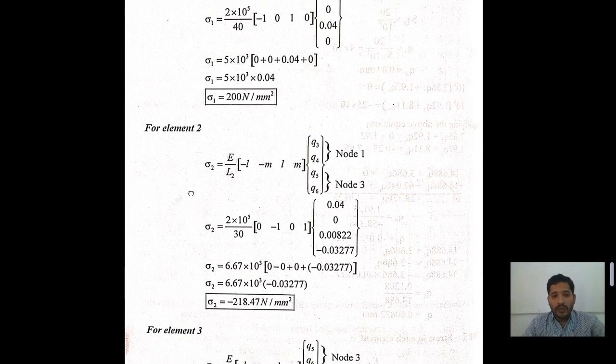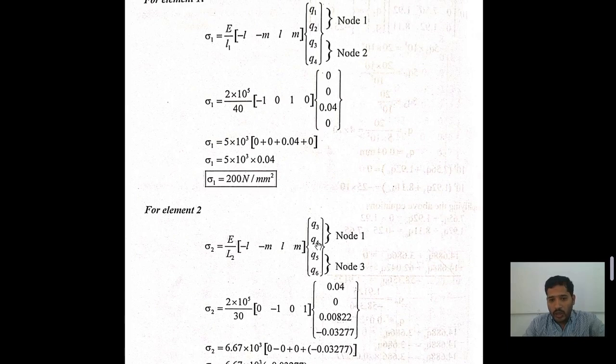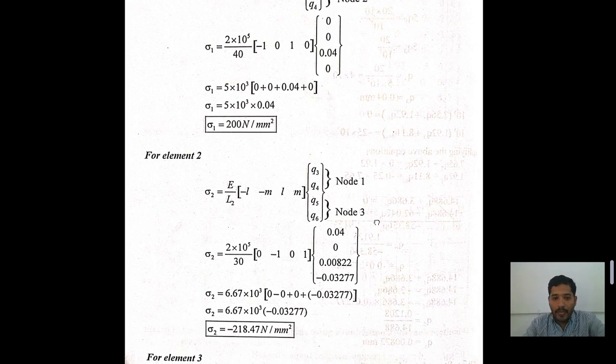Sigma 2 is equal to E2 by L2, minus L, minus M, L, M. Because Q3, Q4, Q5, Q6 are there. So Q3, Q4, what can we set here, I already told you. So in this case, node 2, okay, and Q5. Here just a small mistake: instead of Q3 and Q4 you have to go for node 2, not node 1, node 2. Please make the correction, node 2. Q5 and Q6 we can say as node number 3.